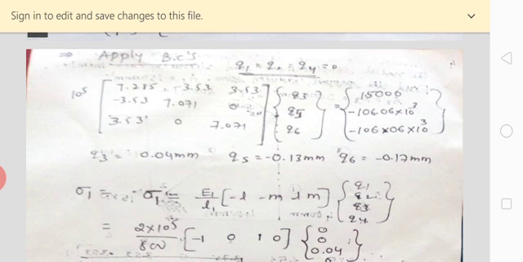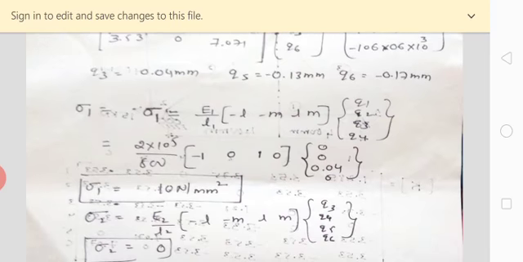Okay, after simplification, using a calculator you can easily get it. The values you got are q3 is equal to 0.04 mm, q5 is equal to minus 0.13, and q6 is equal to minus 0.17 mm.